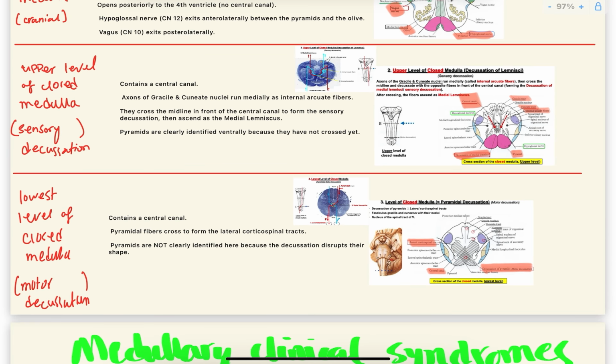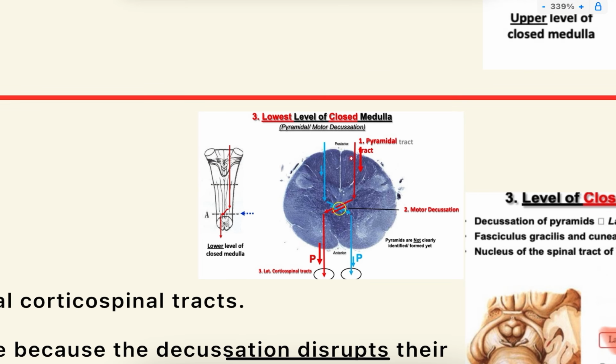Okay, so again, here we have the pyramid tracts. They're crossing where? In the pyramid itself. Therefore, the pyramid is not appearing for us, and we call it motor decussation.